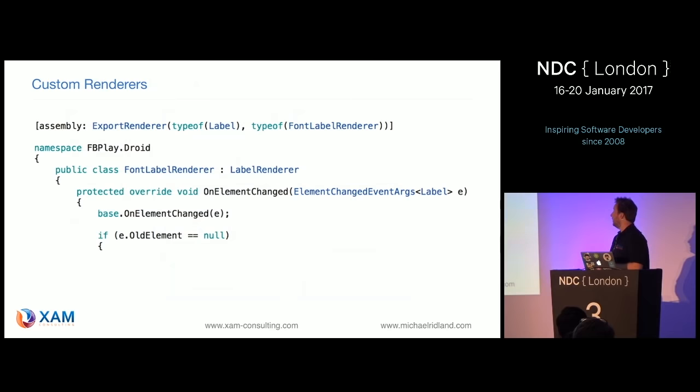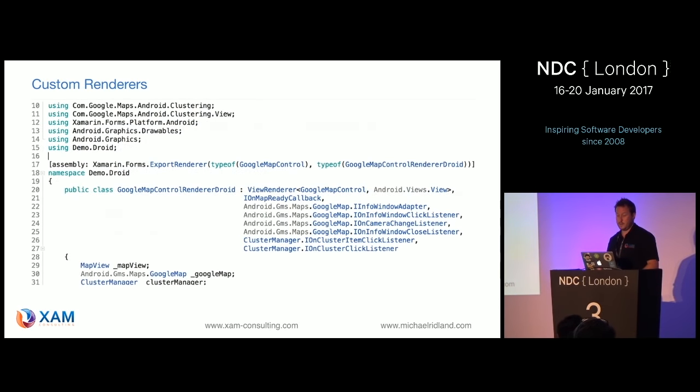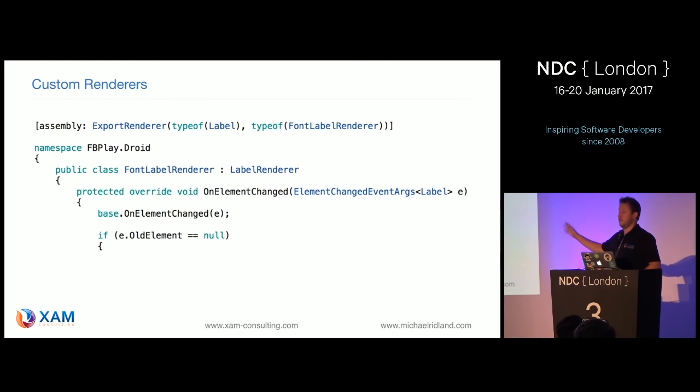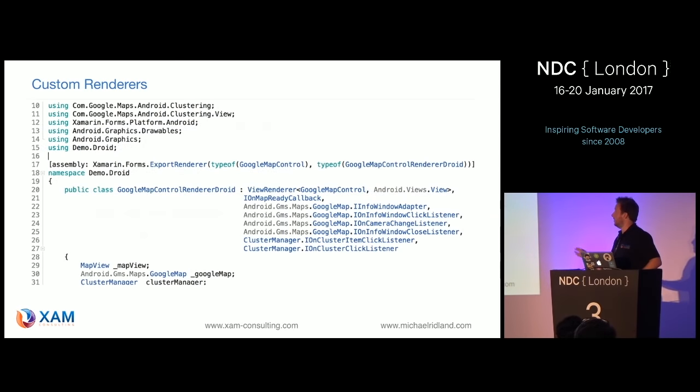So this is an example of a custom renderer. You can see here I'm inheriting the label renderer to create my own font label renderer, exporting a label with the font label renderer. And then we can also do that. In that case, previously, I was inheriting the built-in label renderer, which is already there. But you can also do it where you implement the base renderer and you have full control over the native APIs.